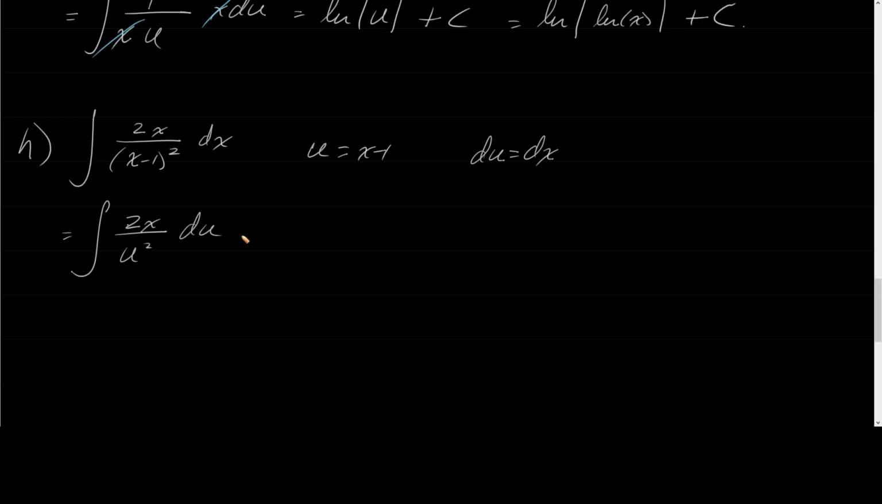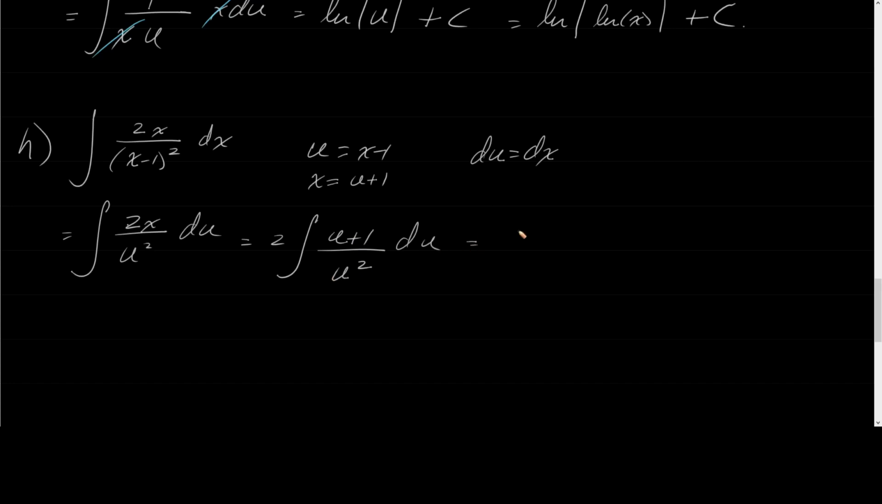But look at that, we've got x's and u's. We want to make sure that we don't do that, right? We want to make sure that it's all in terms of one variable here. So what can we do? Well, from this line right here, if I solve for x, I can say that x is equal to u plus 1. So what we get really here is, well, I'll put this 2 on the outside. So we get 2 times the integral of x, x was u plus 1, over u squared du.